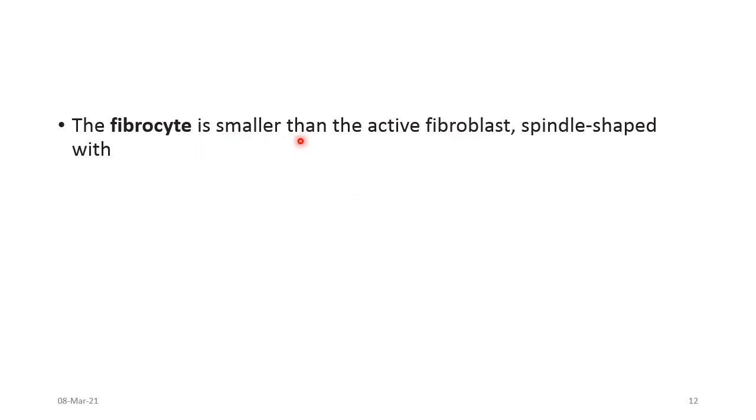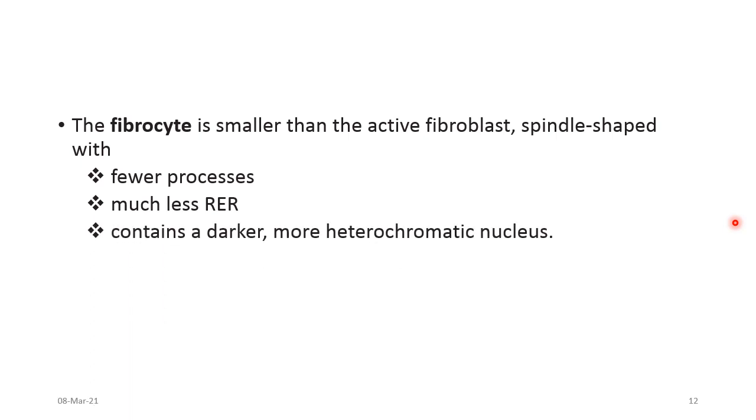The fibrocyte is smaller than the active fibroblast, spindle shape, with fewer processes. Fibrocyte has fewer processes زي ما شفنا في الصورة اللي فاتت, much less rough endoplasmic reticulum, and it contains a darker and more heterochromatic nucleus.